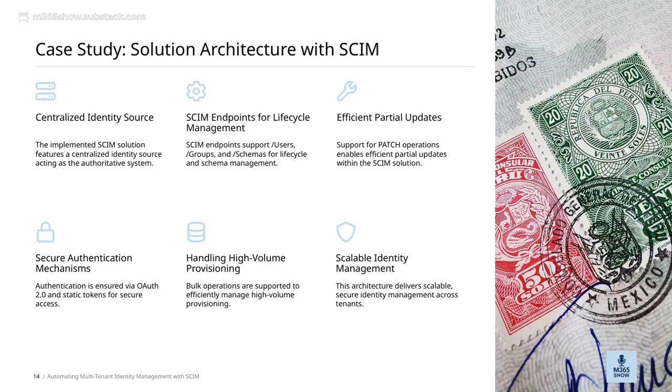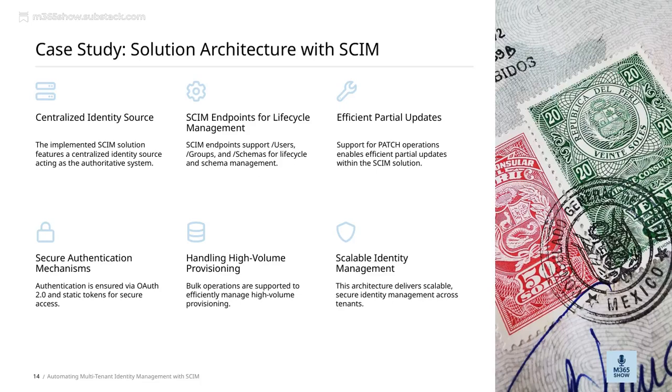Security is also a core focus. Authentication is protected through industry-standard mechanisms like OAuth 2, which ensures secure access, along with static tokens for added security layers. This helps us maintain tight control over who can access and modify identity data. Another important feature is support for patch operations. This allows us to perform partial updates efficiently, meaning we don't have to resend entire user or group objects when only a small change is needed. It streamlines the update process and reduces overhead.